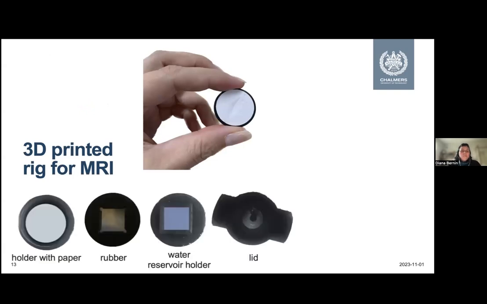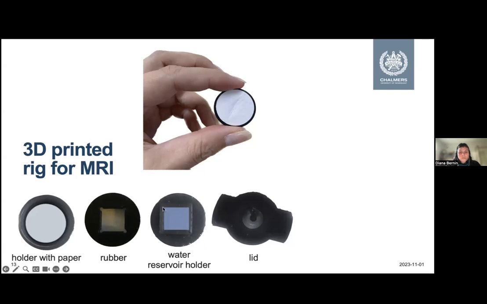So the students, the really smart students, came up with another idea. So here you can see our first approach. We have this holder in which we add the paper. But instead of having water added on top of this one, we add a rubber, and the rubber has a square in the middle. And in this square, we add another 3D printed reservoir holder. And it's really good with 3D printing for the MRI, because it helps us to adjust our rigs that we have to do all the time very easily, and it's very fast. So it's very good for us.